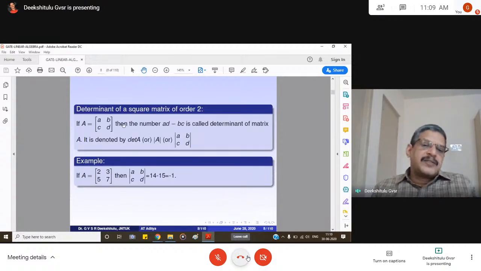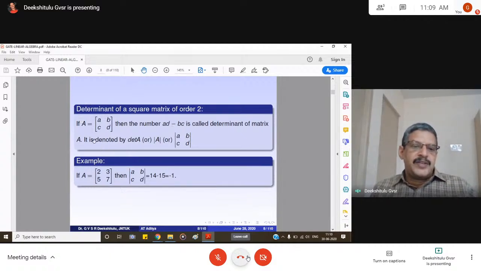So determinant of a matrix. If it is a 2 by 2 matrix, the determinant is defined by AD minus BC. If it is A, B, C, D, then determinant is denoted by straight lines beside the matrix elements A, B, C, D. So AD minus BC is called the determinant of a 2 by 2 matrix. So 2, 3, 5, 7: AD minus BC, 2 7s are 14 minus 15, minus 1.